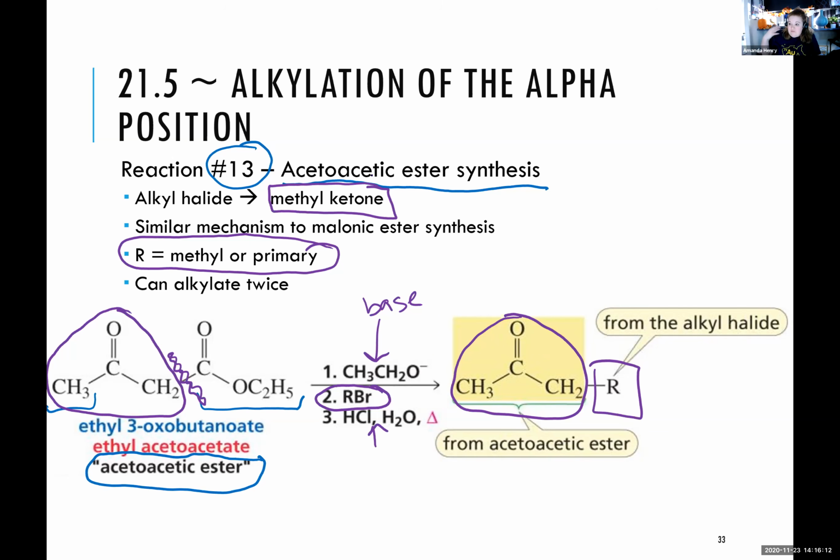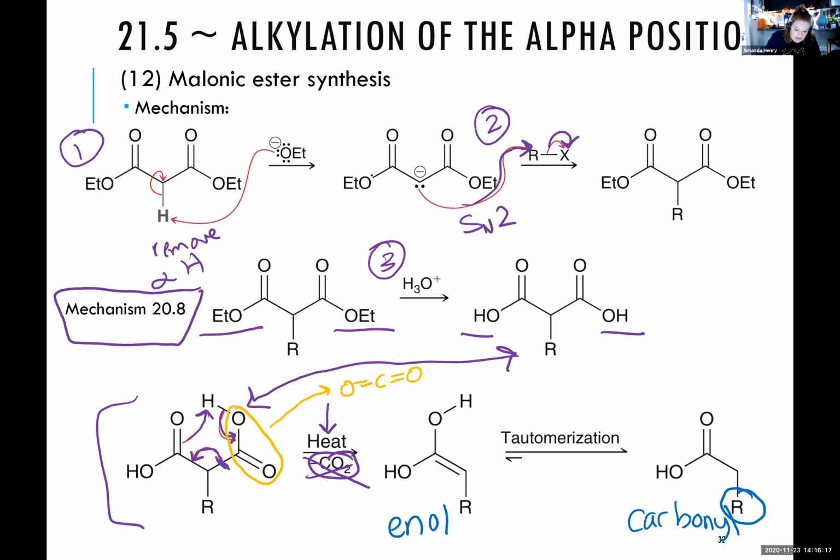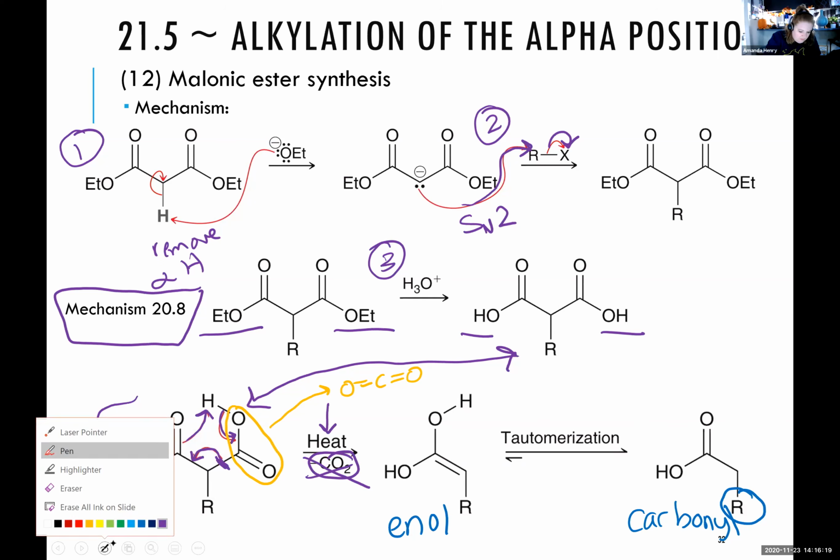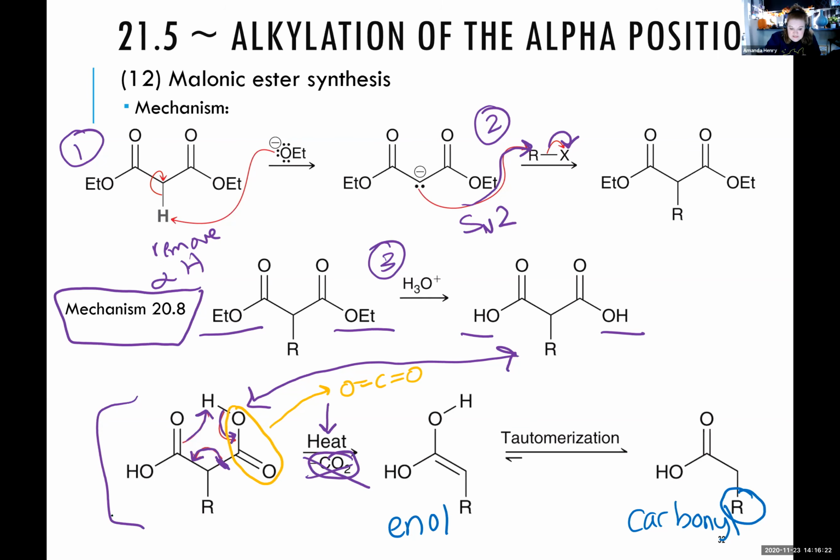In terms of the mechanism or the pathway, I'm going to go back one slide. Let's see what color is not on this. I don't have any green. If we turn this into an acetoacetic ester synthesis, I'm just going to go through and replace this ethoxide on the left side with a methyl. And now it is the acetoacetic ester synthesis.